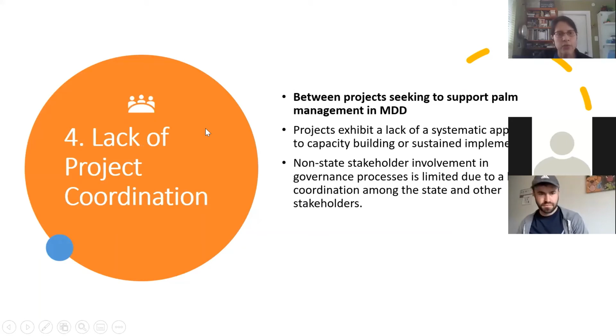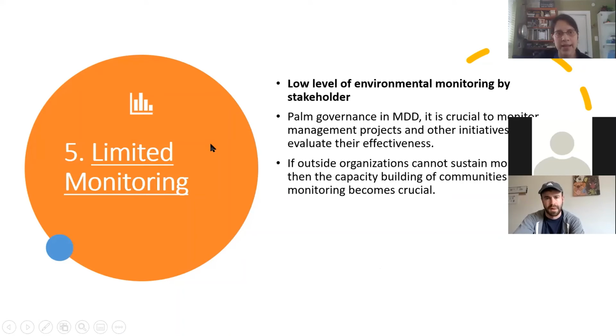And then the fourth explanation is lack of project coordination, specifically between projects seeking to support palm management in Madre de Dios. In general, projects exhibit a lack of systematic approach to capacity building or sustained implementation. And stakeholder involvement in governance processes is limited due to a lack of coordination among the state and other stakeholders. And finally, the last explanation of this ineffective environmental governance in this region is limited monitoring, specifically a low level of environmental monitoring by stakeholders.